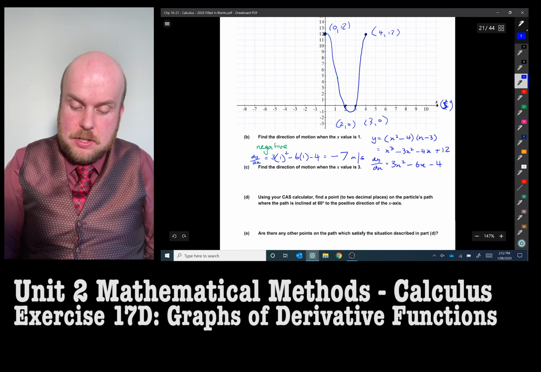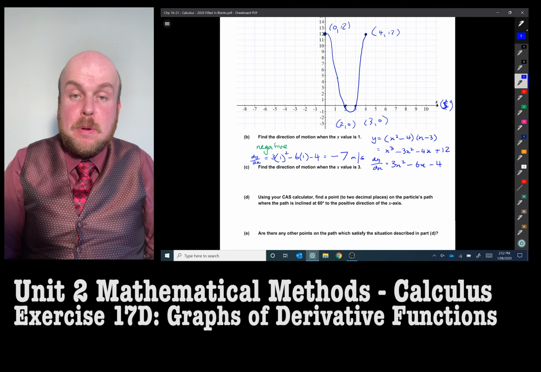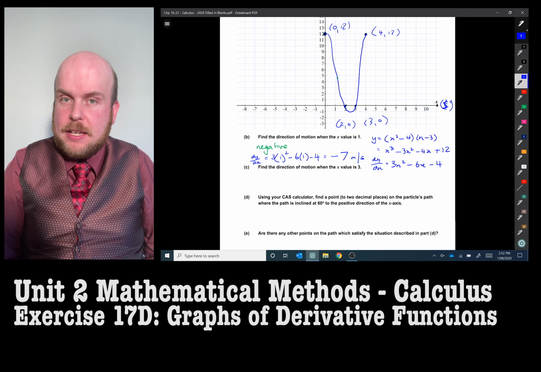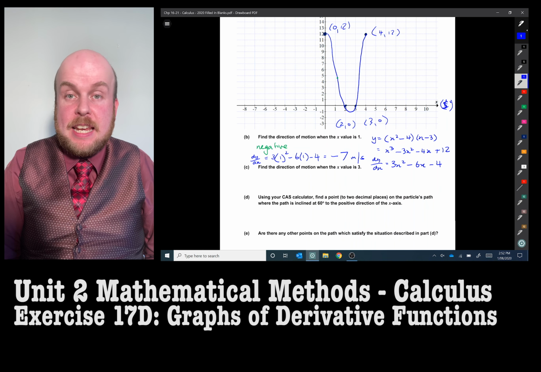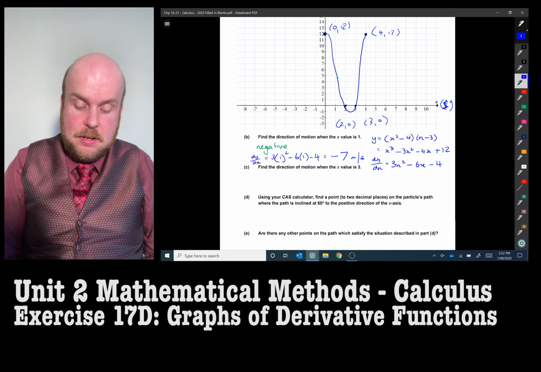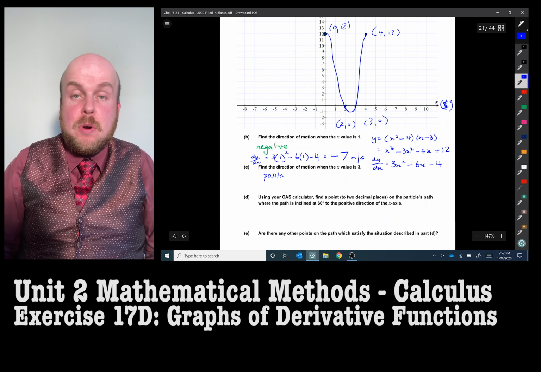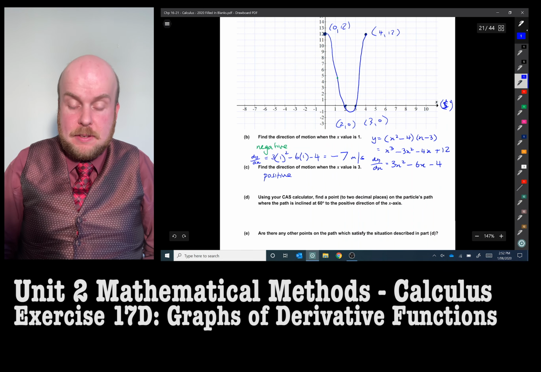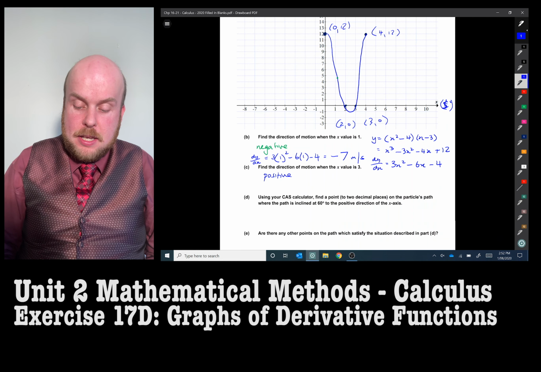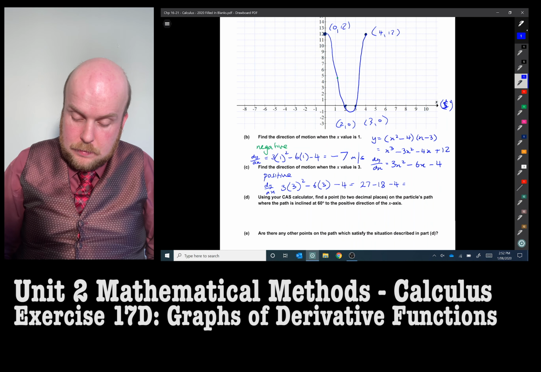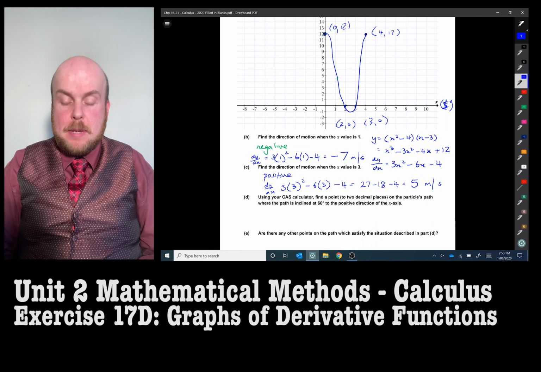So the direction of motion when x equals 3, well, this one is positive. It's moving up. It's not flat. Don't get confused at the fact that it's an x-intercept and say that it's 0. No, it is positive. And again, if we want, we can actually find the very specific value by using the derivative. And that's 5 meters per second.